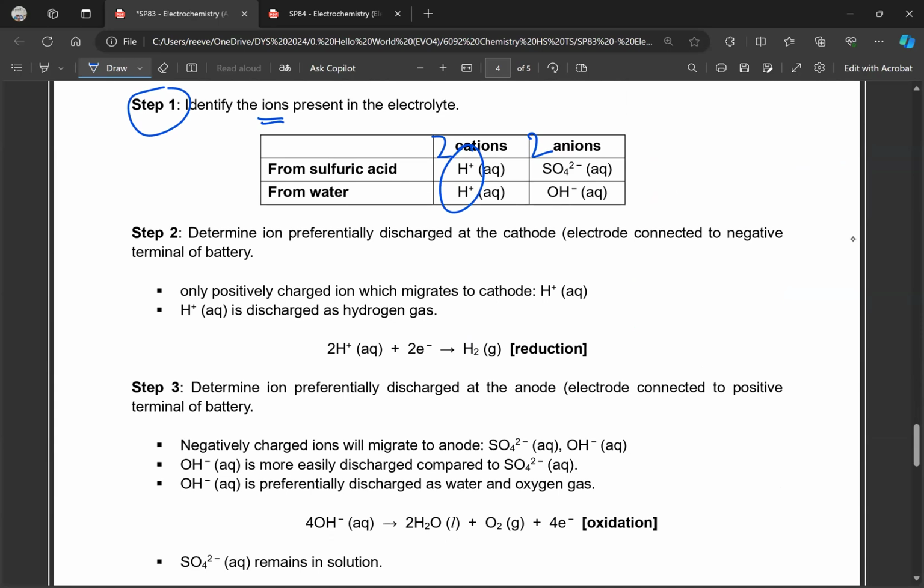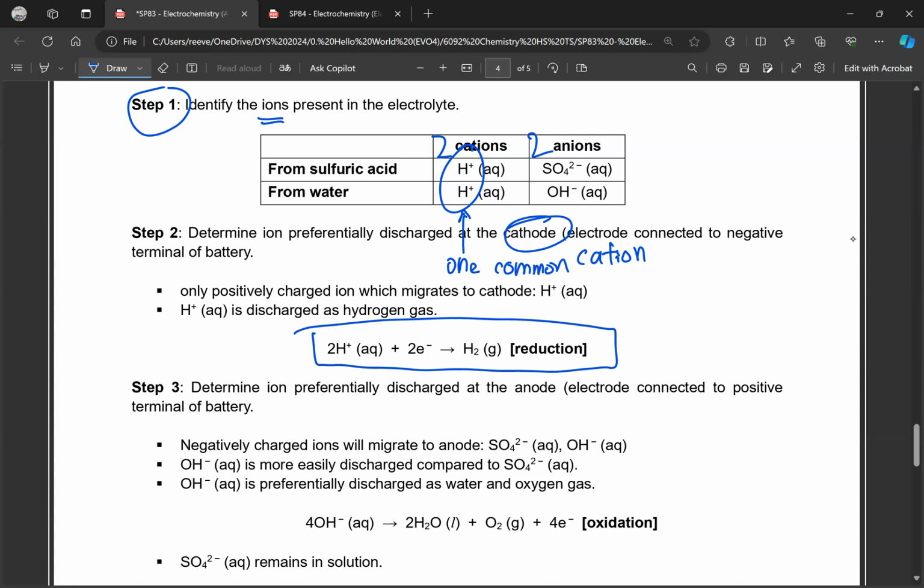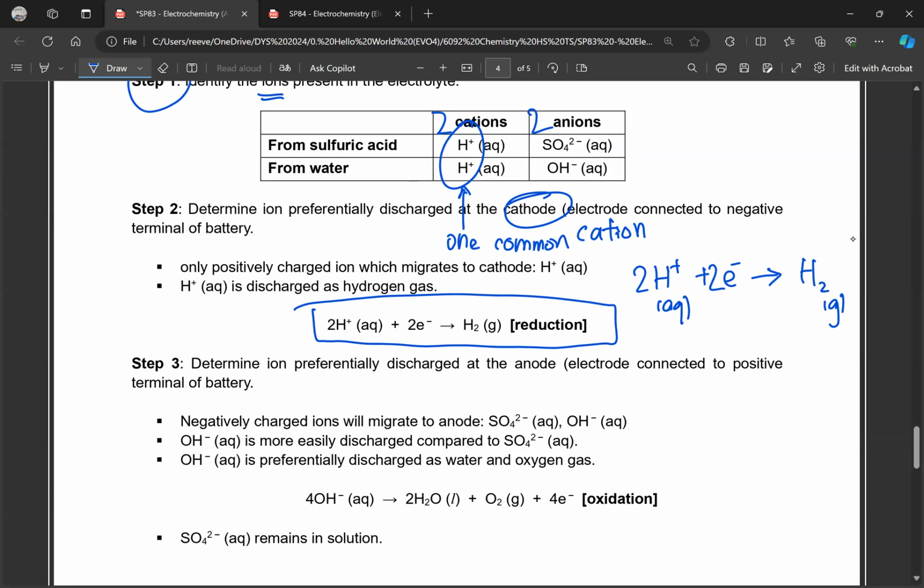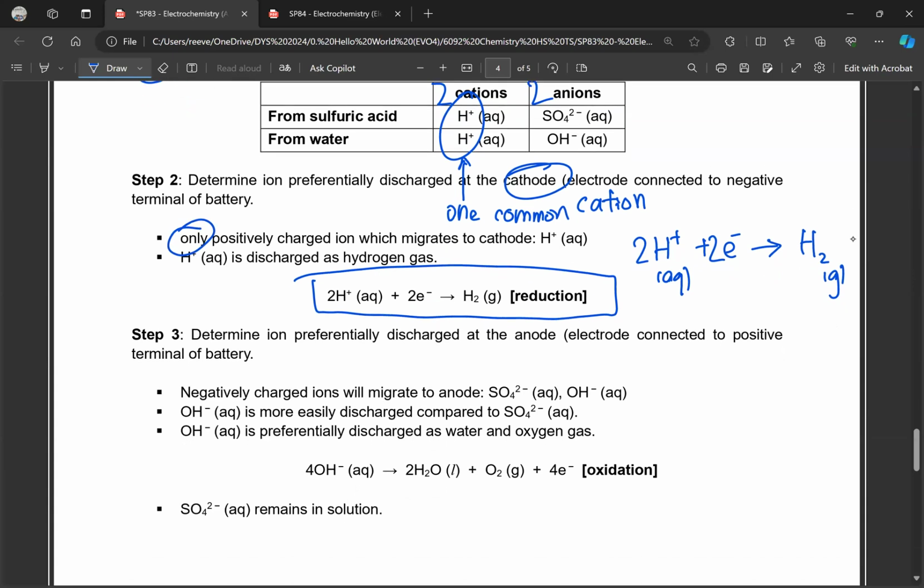Next, I'm looking at the cathode. So at the cathode, I'm looking at the cation. There's only one common cation, so this will be the answer. The H plus will go to the cathode to take up one electron and become H. Then because it's diatomic, you just double everything. Then you just write the state symbol. So this one is very simple. It's the only ion.